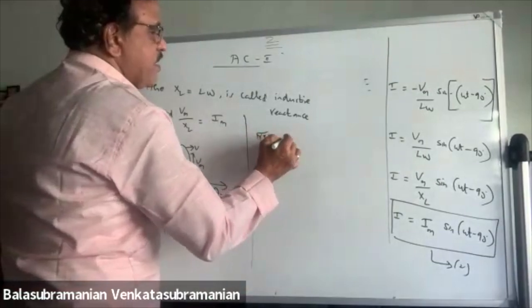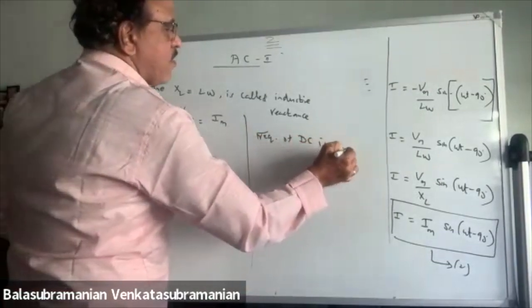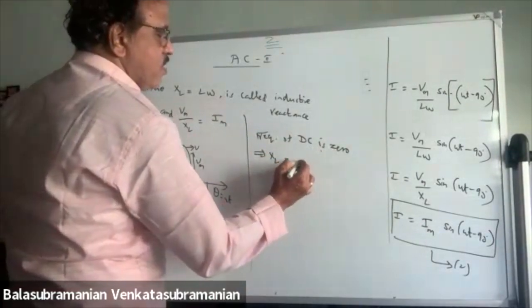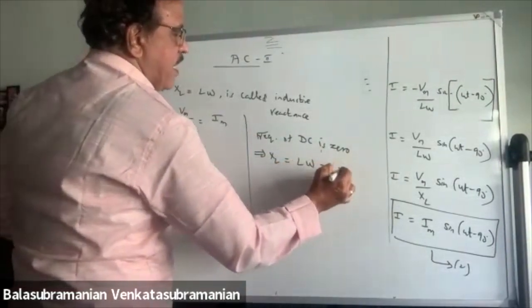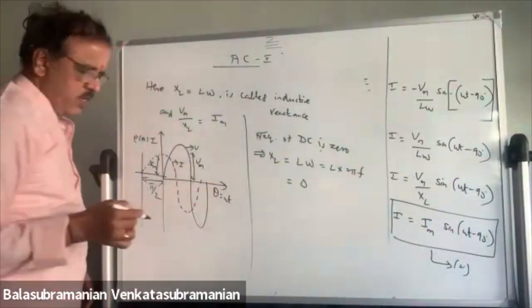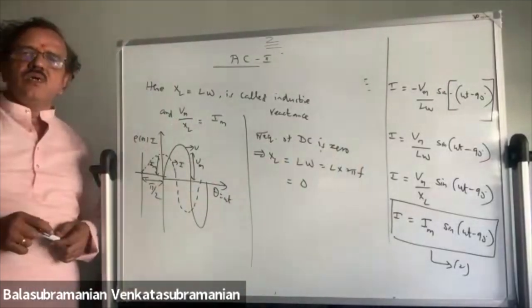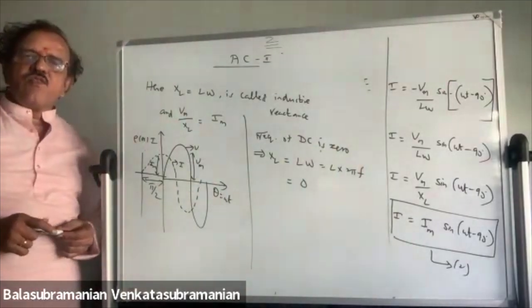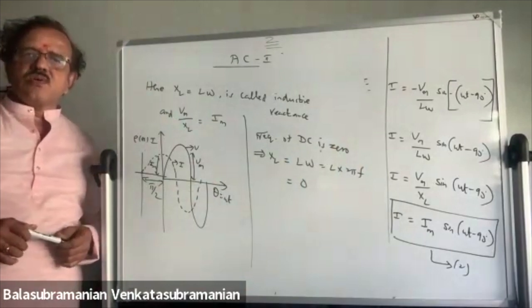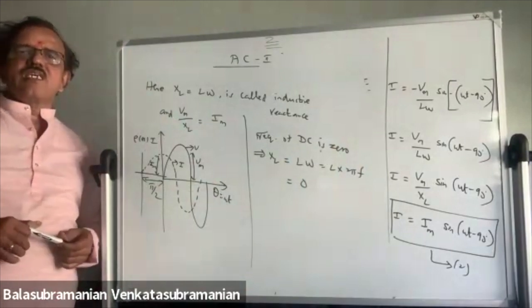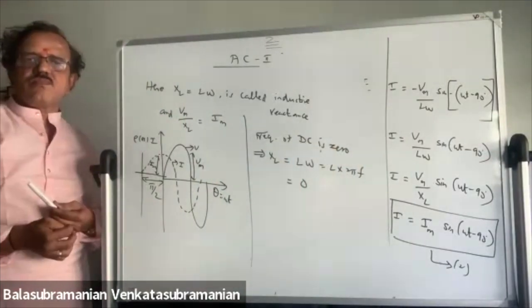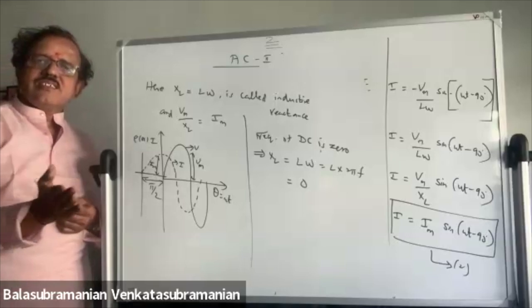Frequency of DC is 0. This implies XL is equal to L omega, L into 2 pi F, that is 0. So in the case of DC, the resistance offered by an inductor is 0 because the frequency of DC is 0. Hence XL, the inductive reactance for DC, is 0. Okay, so this is the second part.